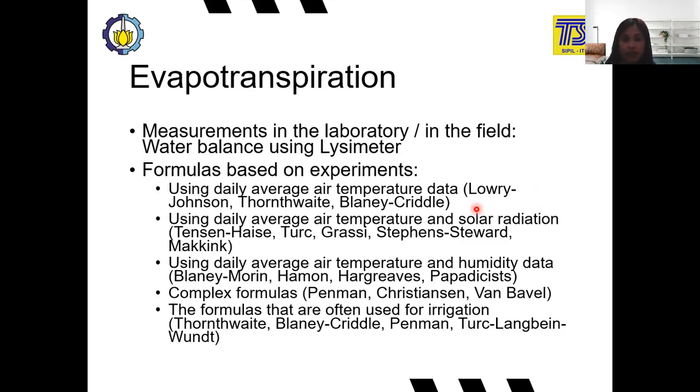This formula is based on experiments. As you know, if a formula is based on experiment, usually it is an empirical formula, and usually it is named after the people who did the experiments before. Here is the list of formulas to calculate the evapotranspiration, and there are various formulas based on the experiments, and there are also various experiments. For example, here the first one, the formula using daily average air temperature data. So usually the experiment is based on the data that they use, and it is also based on the data which is available.